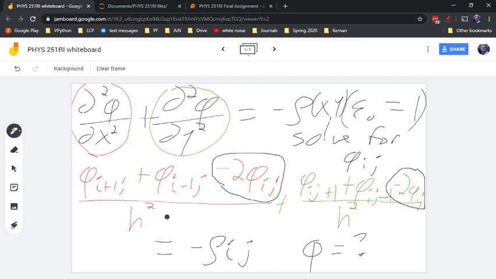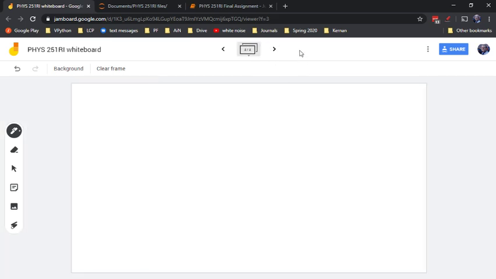The first thing we're going to do is multiply both sides by h squared, right? So we're going to end up with an h squared times rho ij, right?